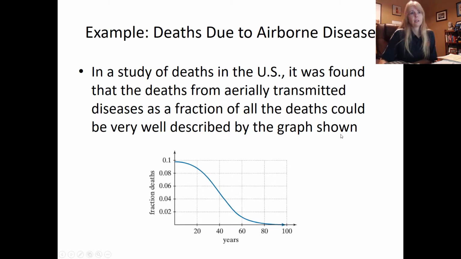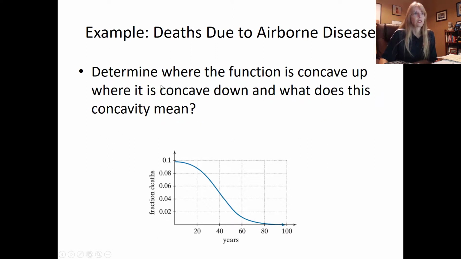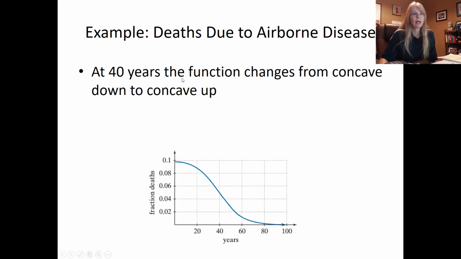In a study of deaths in the US, it was found that the deaths from some aerial transmitted disease as a fraction of all deaths could be well described by this graph. So in other words, I can see here the years and then the fraction of deaths. Determine where the function is concave up and where it's concave down, and what does this concavity mean? Well, I can see the concave down and I can see the concave up. Okay, so it looks like at about 40 years, it's actually changing from concave down to concave up, so somewhere in here.